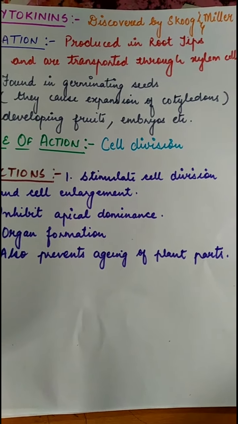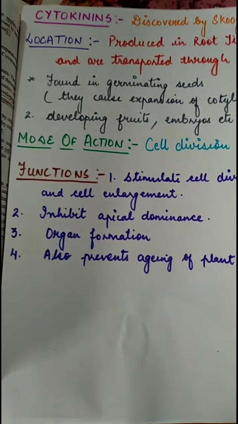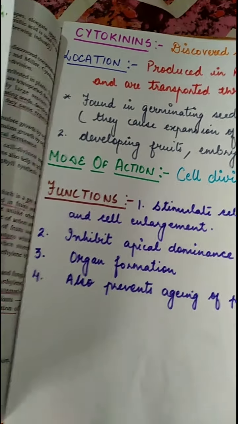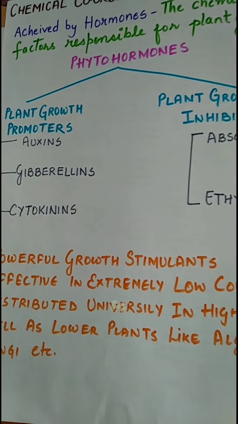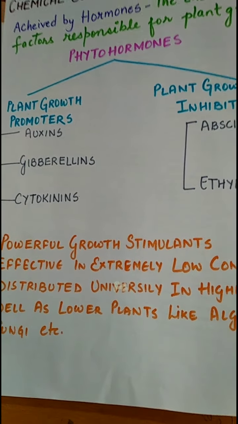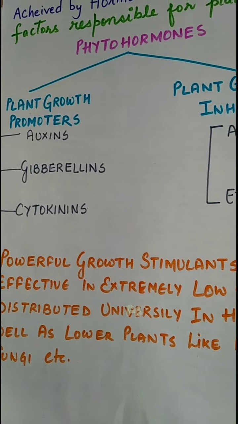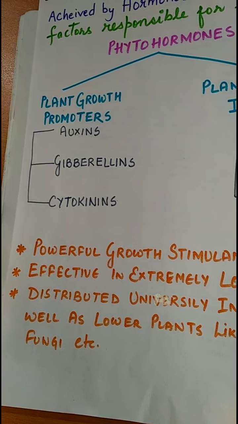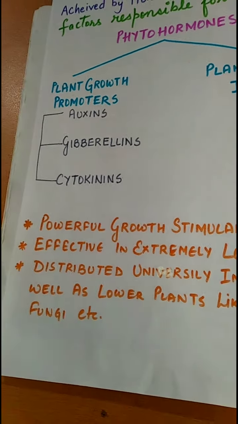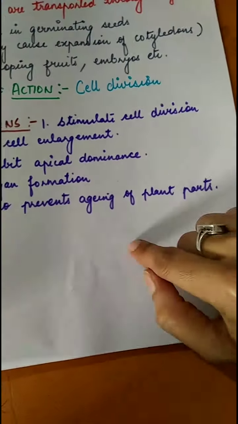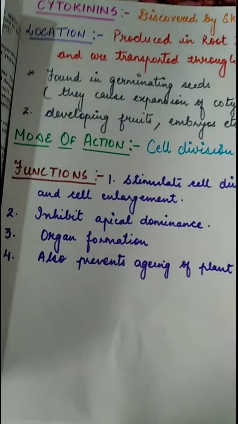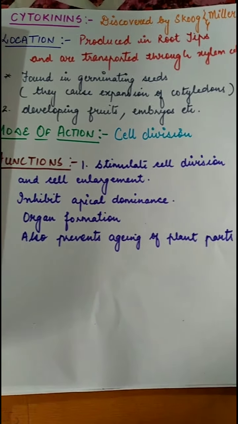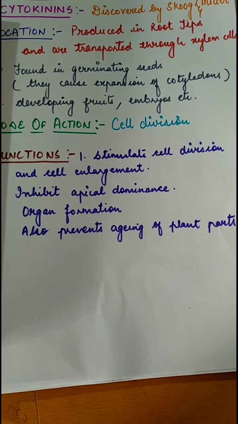Fourth point, they prevent aging of plant parts, because all these hormones come under the plant growth promoters. So one way or the other, they are just helping the plant to grow, either by cell elongation, by the increase in the internodal length, or by cell division. So they are keeping the plant young as much as they can. So with this, the cytokinins part is also over.